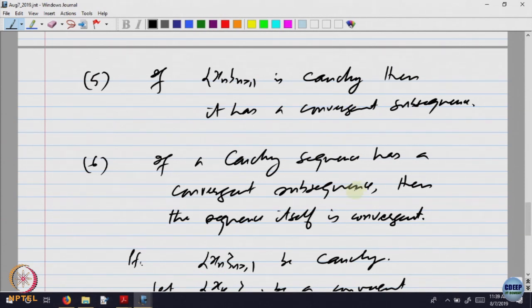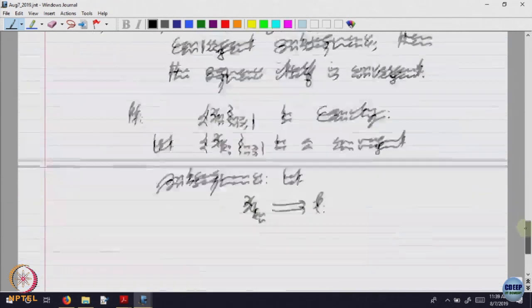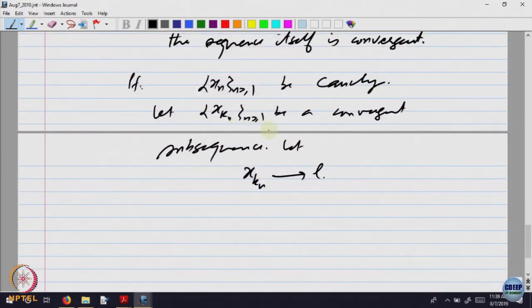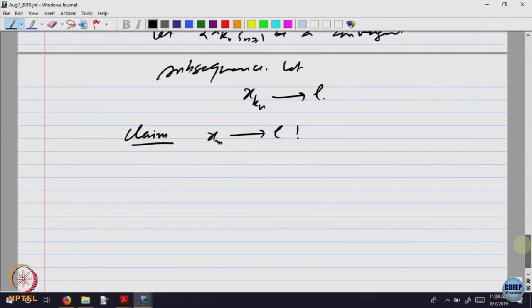Now, we already know that a Cauchy sequence has a convergent subsequence actually, but what we are saying is that if the subsequence converges to L, then the sequence itself must converge to L. That is what we are trying to say, right. So, if a sequence x_n is Cauchy, let us assume it has a convergent subsequence x_nk that converges to L. Claim: x_n itself converges to L. Right? Why is that?